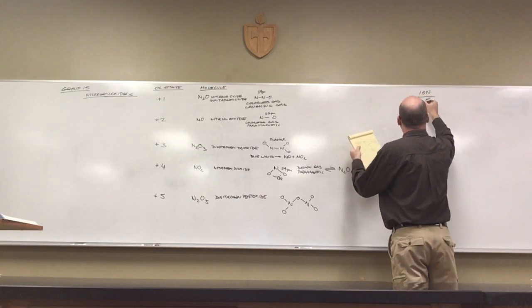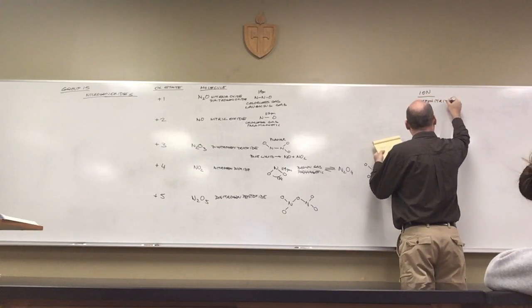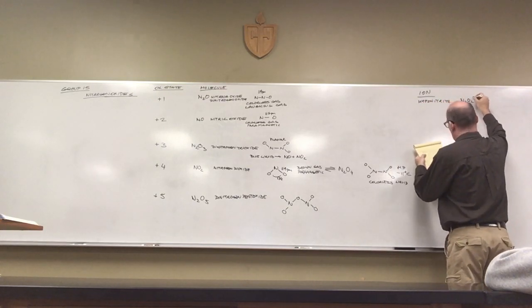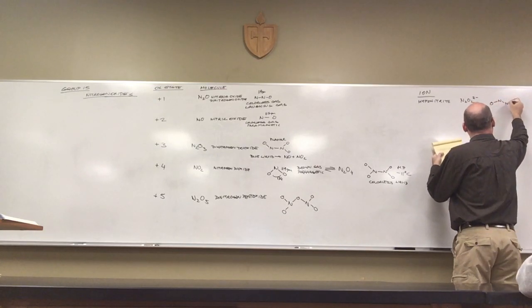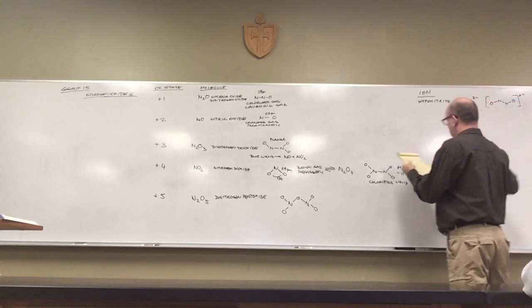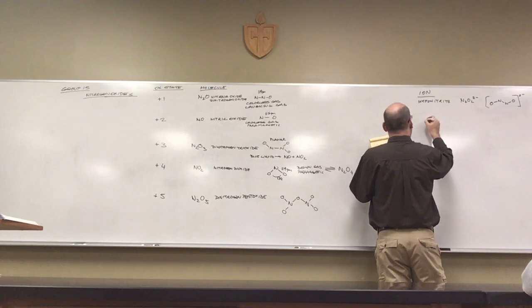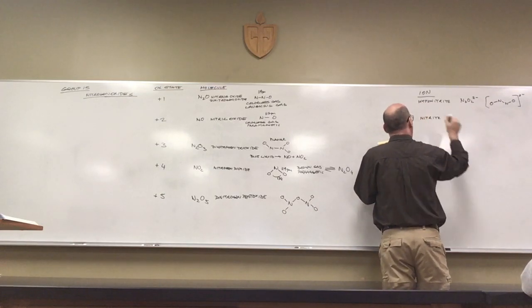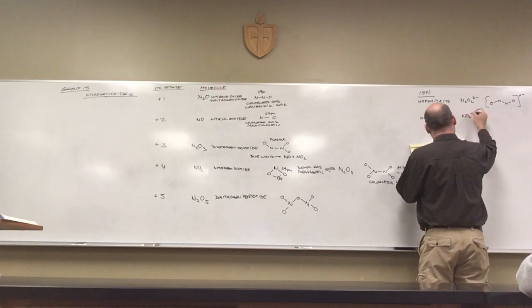Under the +1, I have hyponitrite, which is N2O2, 2 minus. That is O, N, N, O, all with the 2 minus. Under the +2, I have nitrite. Hypo, in a word, means less than, underneath. This is NO2 minus.